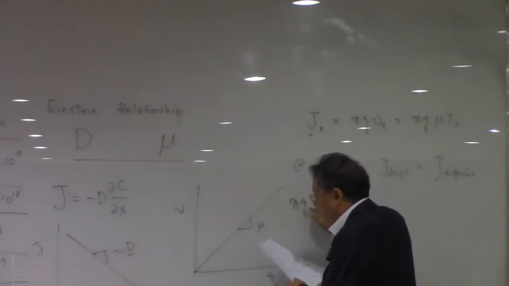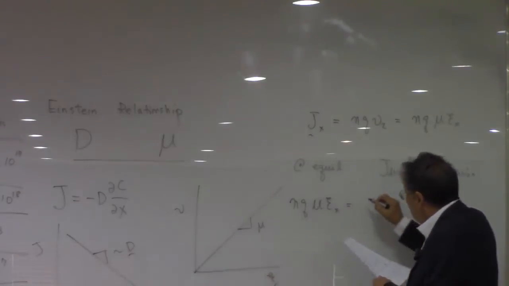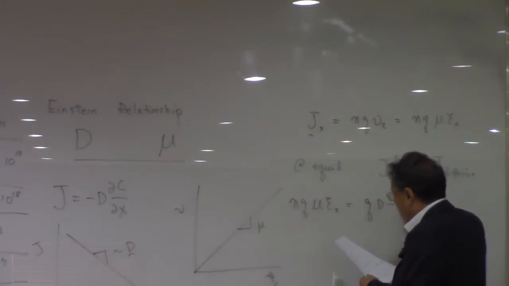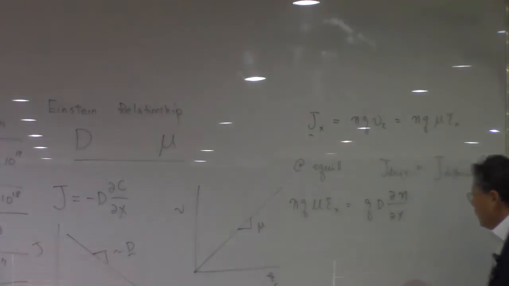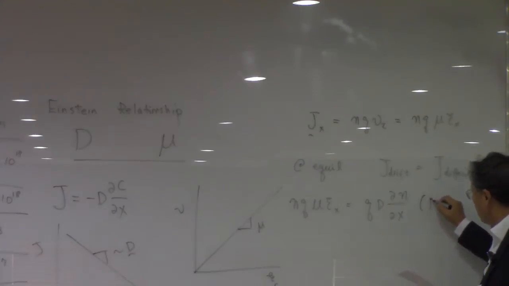Now, n q mu E x should be equal to the concentration gradient related term. That is Fick's first law, by the way. Fick's first law.